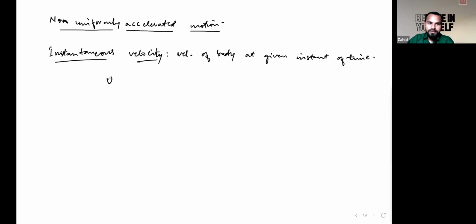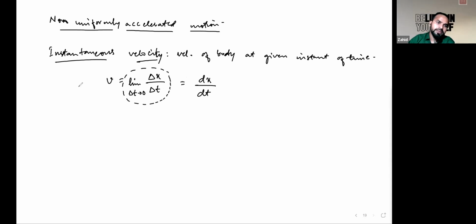For this, let's say V is equal to displacement over time. If you're supposed to make this velocity instantaneous, it means at a given point of time, so this change would tend to zero. For this, we use limit delta x tends to zero. Now I have defined this whole part in calculus terms: it is nothing but differentiation of x with respect to t. So this expression is termed instantaneous velocity.